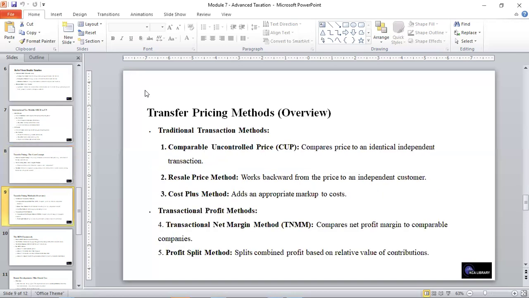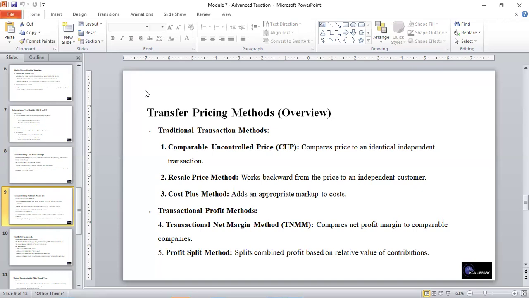We have the methods of transfer pricing, and the traditional methods are: one, the comparable uncontrolled price, and this is comparing price to an identical independent transaction. Another is the resale price method, which works backward from the price to an independent customer. Another method is the cost plus method. This deals with adding an appropriate markup to costs.